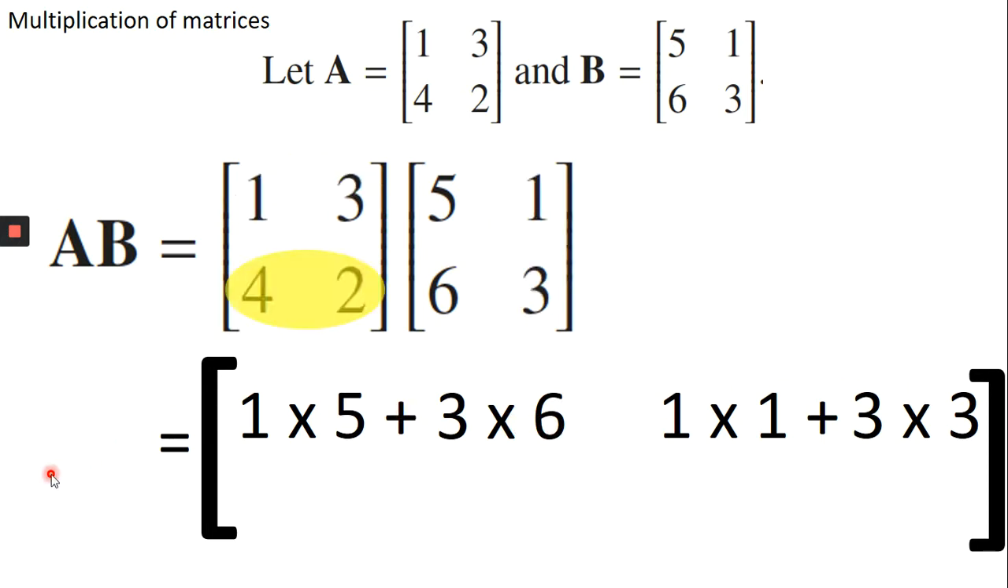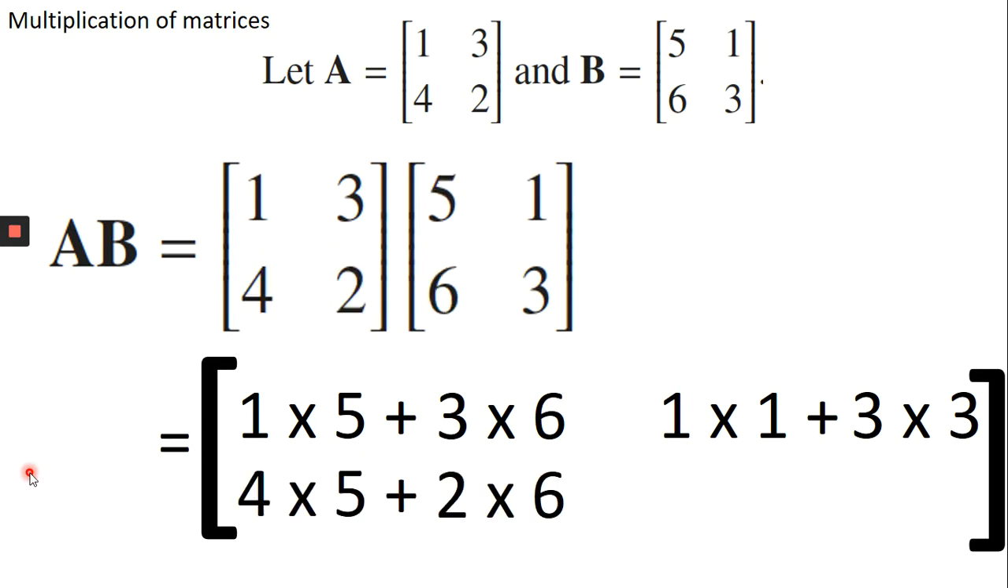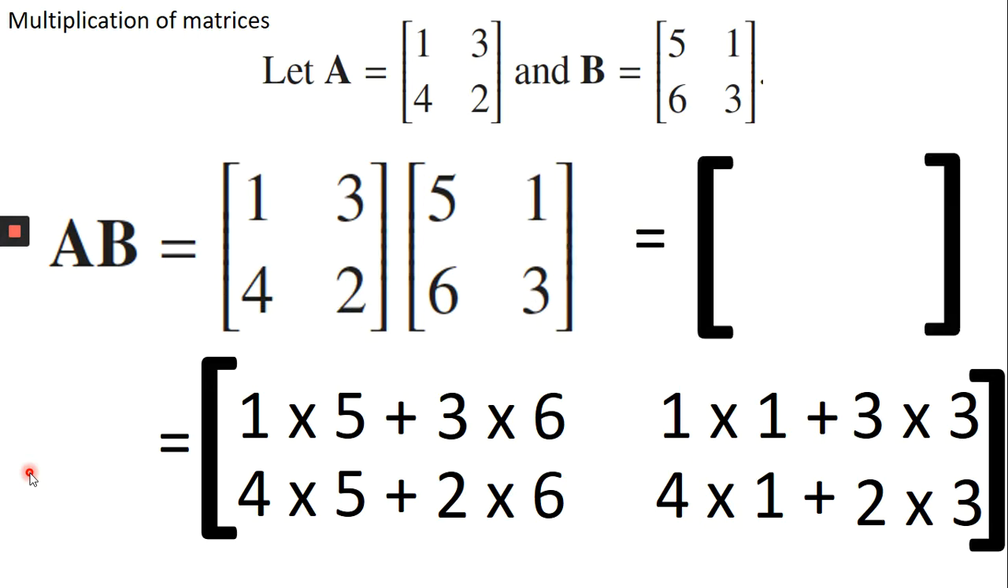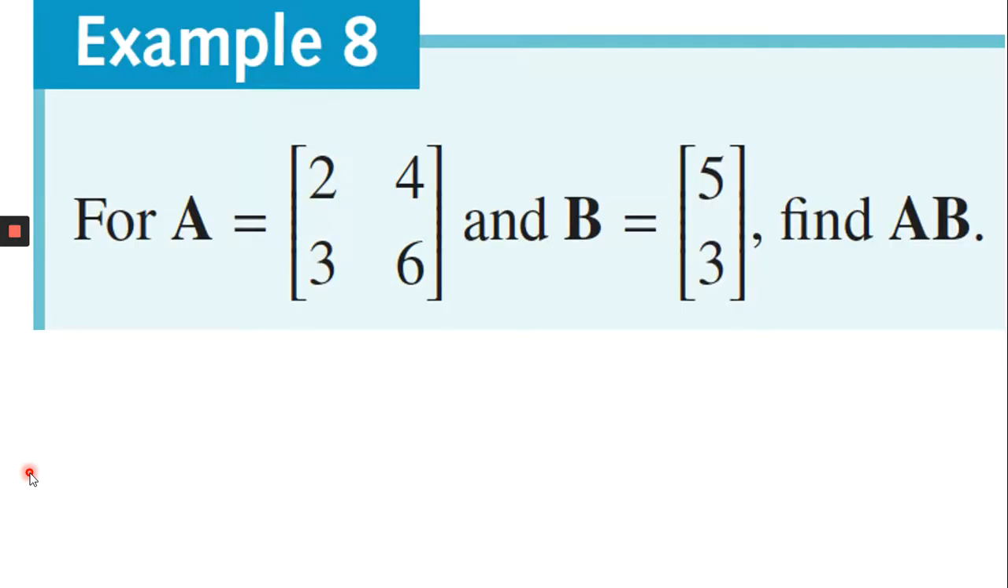Now I'm going to do the bottom left. So I'm still doing a run and a dive, but this is going to be the bottom left. 4 times 5, 2 times 6. Bottom right. 4 times 1, 2 times 3. Now I work them out. 23, 10, 32, 10. So can I suggest that you watch this section of the video as many times as you need to so that you understand this fully, okay? Because you're going to be doing lots of this, and you really need to be able to do this really, really quickly.